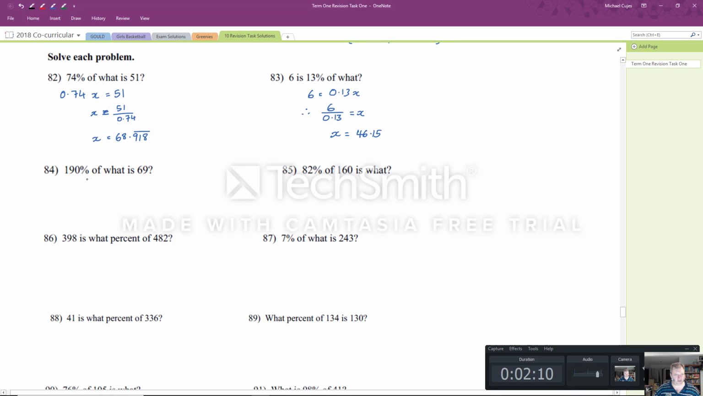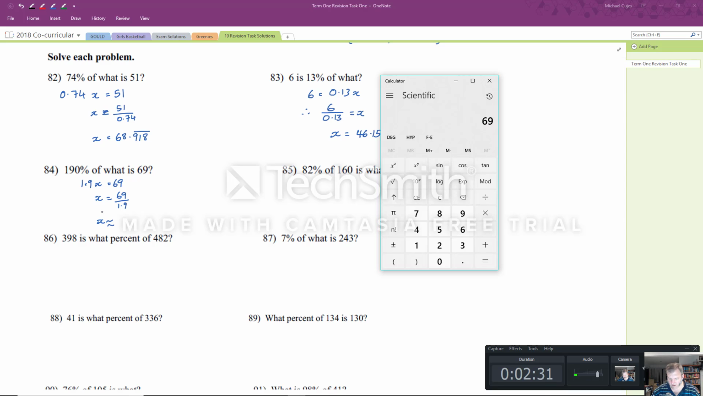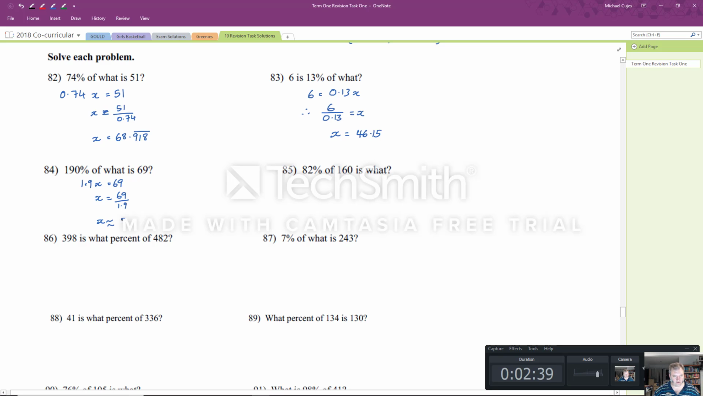190% of what is 69? So 190% is 1.9 of x. Let's call it x again. Equals 69. What is x? X is 69 divided by 1.9. Approximately equal to 69 divided by 1.9, 36.32. 2 decimal places in this case, that's all right.